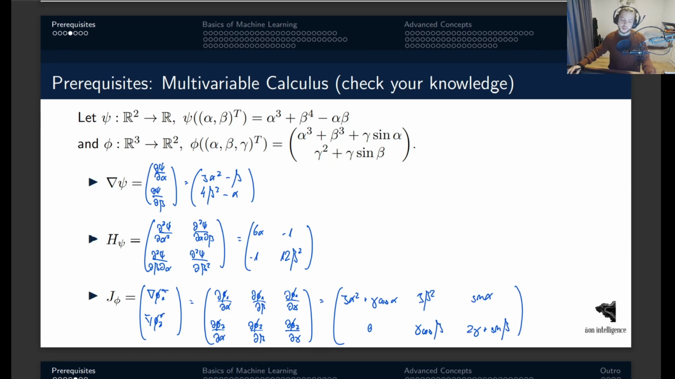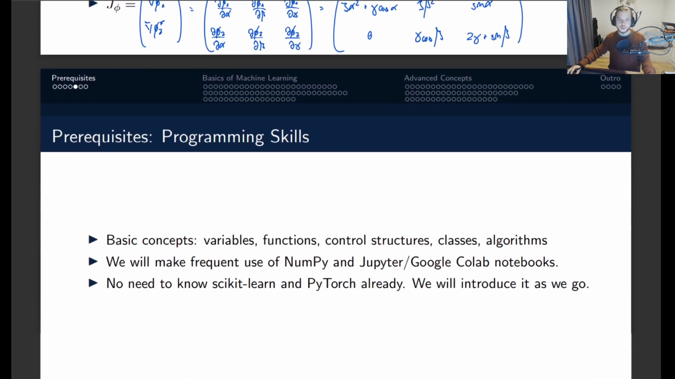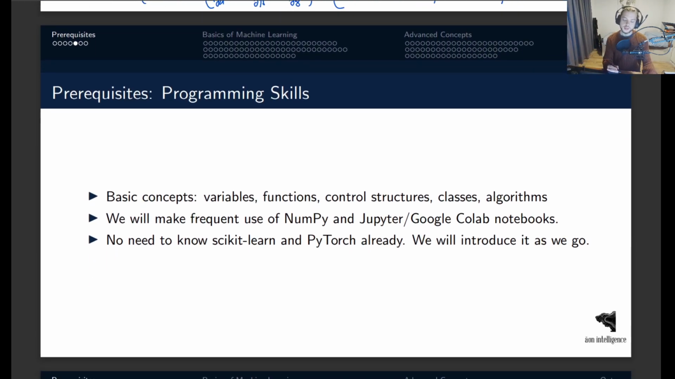Now, if you were able to solve these two sets of exercises, you should be ready for the material. And even if your knowledge was a little shaky, I guess you'll be fine. So let's have a look at the rest of the prerequisites. In this module, there will also be practical assignments, and for those who need it, a little bit of programming knowledge.